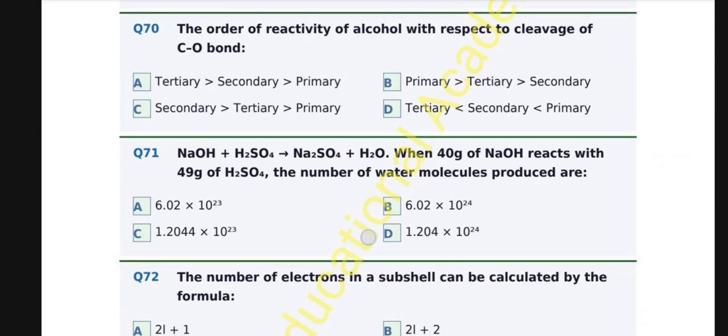Question number 71. NaOH plus H2SO4 gives Na2SO4 plus H2O. When 40 gram of NaOH reacts with 49 gram of H2SO4, the number of water molecules produced are A. Correct option is A. 6.02 into 10 power 23.